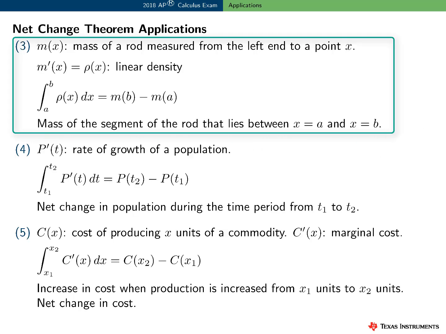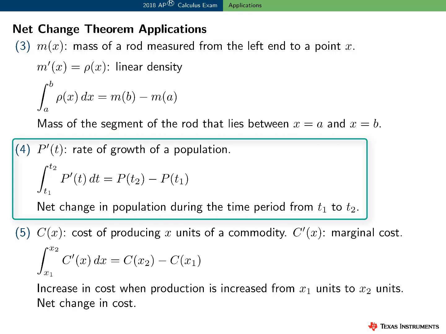Here are a few more applications of the net change theorem. Let's suppose the mass of a rod measured from the left end to a point x is given by the function m of x. The linear density is m prime of x, traditionally labeled as rho of x. Therefore, the definite integral from a to b of rho of x dx is m of b minus m of a. And that represents the mass of the segment of the rod that lies between x equal a and x equal b.